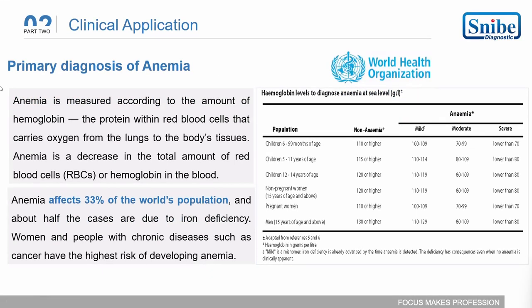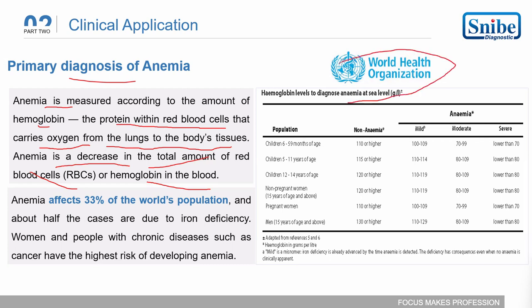So if we talk about the primary diagnosis for anemia, anemia is measured according to the amount of hemoglobin. That's the protein within the RBCs that carries oxygen from the lungs to the body tissues. Anemia is a decrease in the total amount of RBCs or hemoglobin in the blood. According to the WHO guideline for the diagnosis of anemia at sea level, in terms of grams per liter, they have classified the non-anemia values for children of different ages, non-pregnant women, pregnant women, and men.